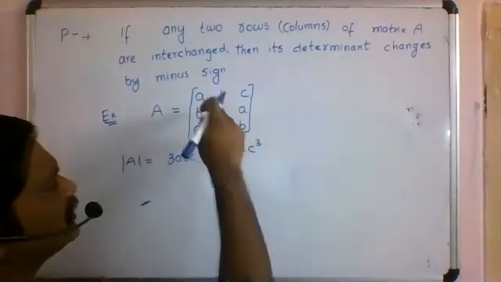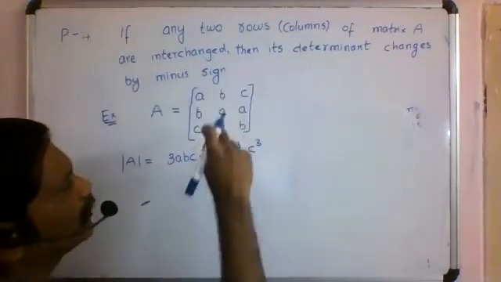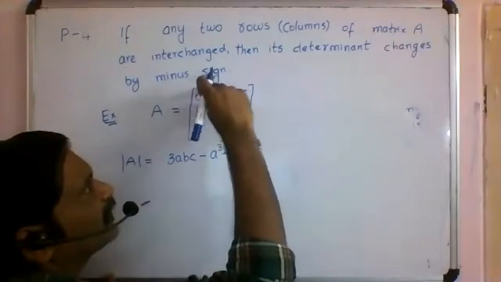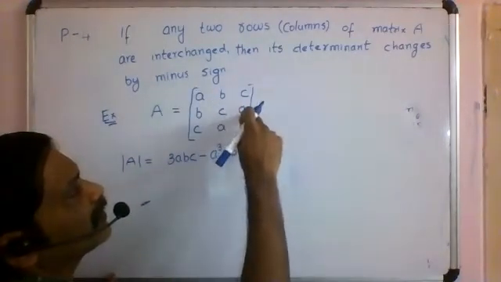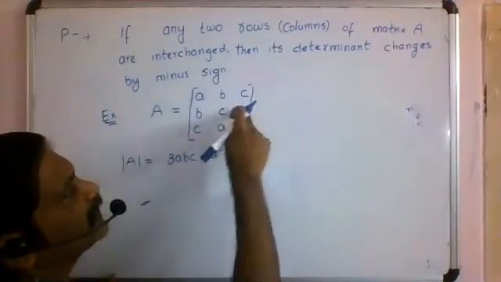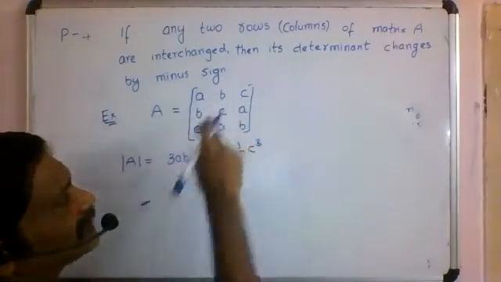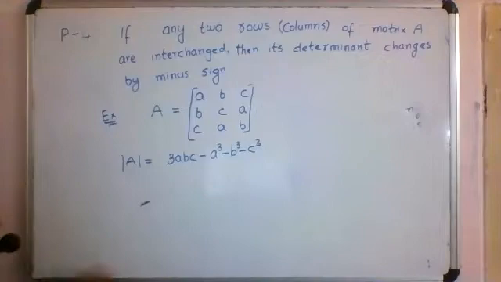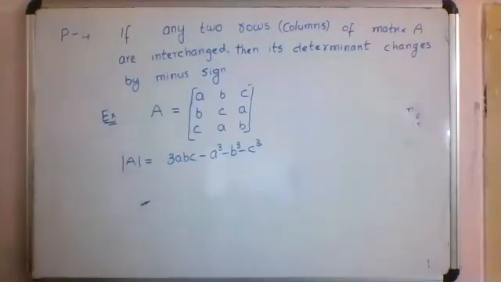Nothing special in this, you just expand through the first row or any row. If I expand this along the first row, I get A into (BC minus A square) minus B into (B square minus AC) plus C into (AB minus C square). If you simplify that, we are going to get this one only.